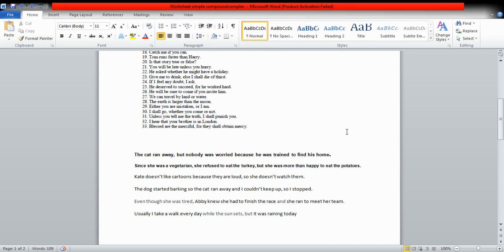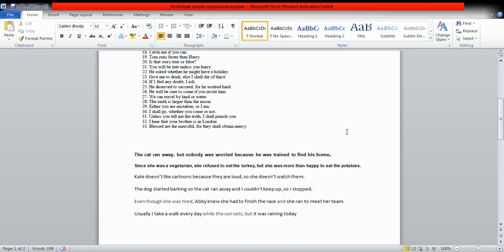The dog started barking, independent clause, so the cat ran away, independent clause, and I couldn't keep up, so I stopped. So in all these, all the clauses in the sentence are independent clauses, so they are called compound sentences.